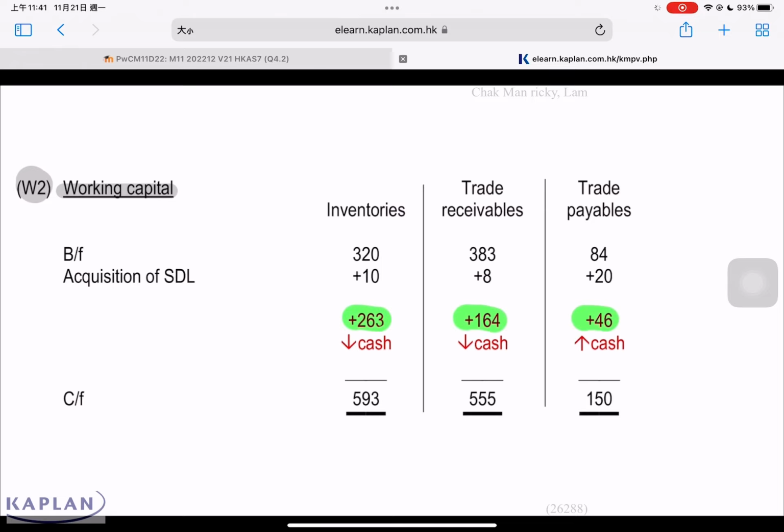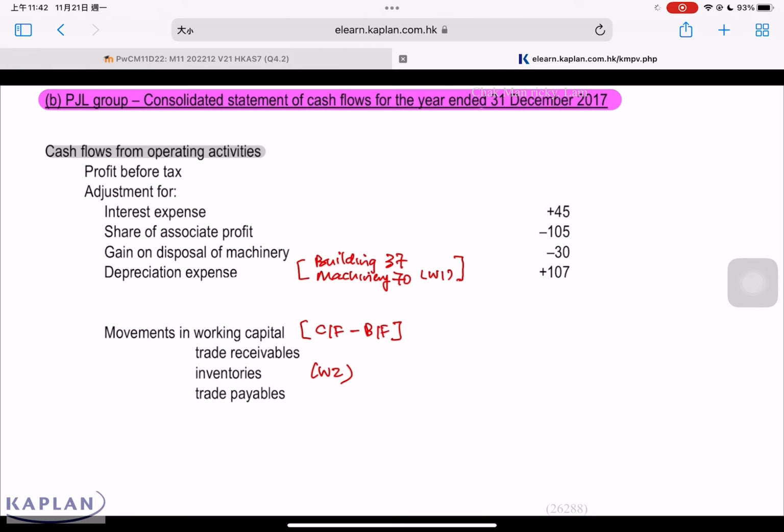These are the figures that I need. I show separate working just for discussion purposes. If you want, you can show this working here. There's an increase in inventory of 263. When stock is higher, cash is lower. Increase in trade receivable, 164. Receivable is higher, cash will be lower. Increase in trade payable, 46. When trade payable is higher, cash will be higher because the supplier gives you more credit.